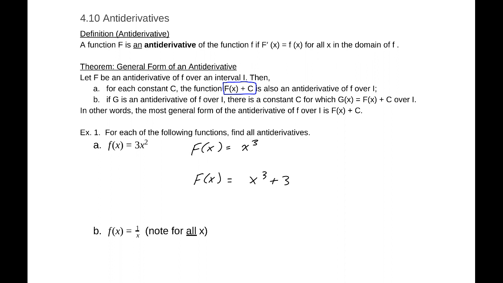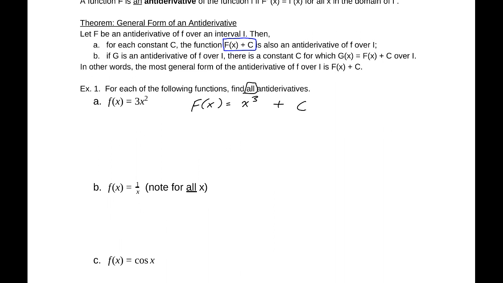So there is a family of functions. What we'll go ahead and do when we say find all antiderivatives is put a plus c there, some constant, because the derivative of a constant is just 0. All right, part B, f of x equals 1 over x. Well, the integral, we're going to use that term later, the function ln x would be a derivative of 1 over x, so that'll work. So ln x plus c.